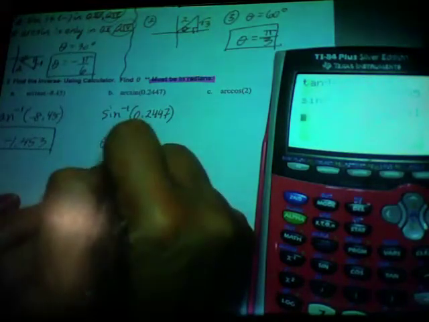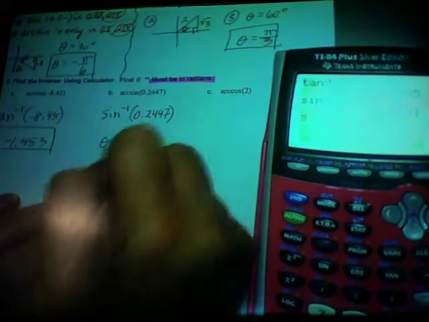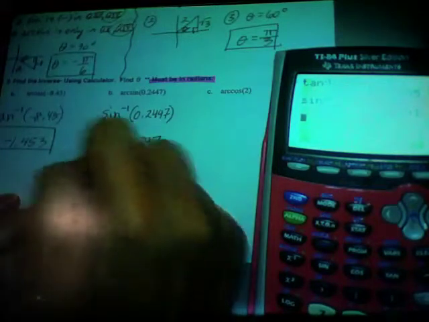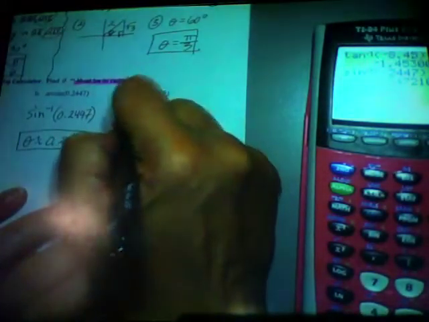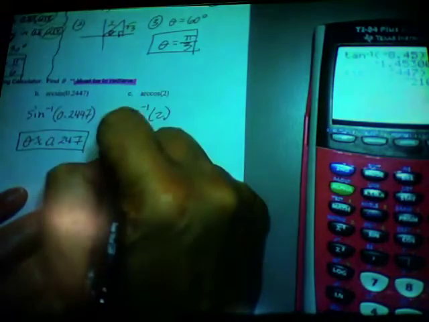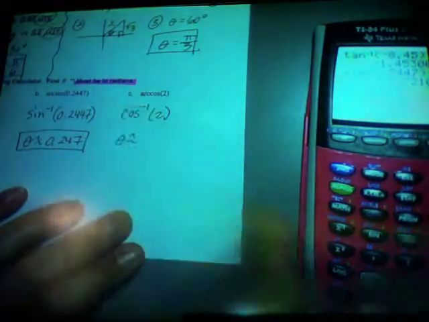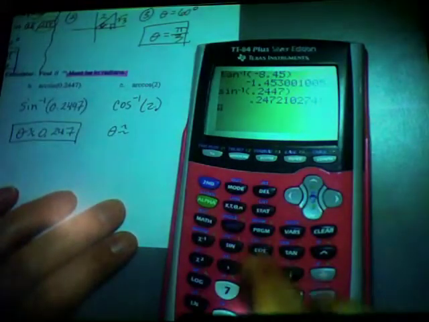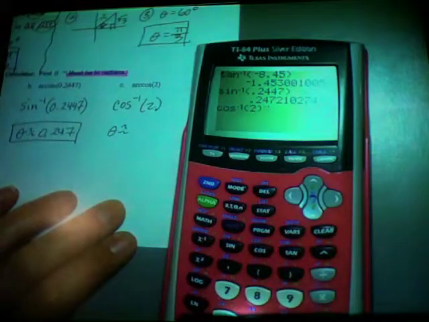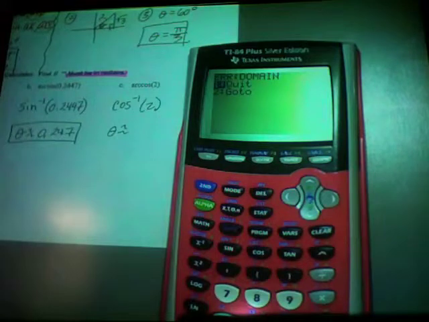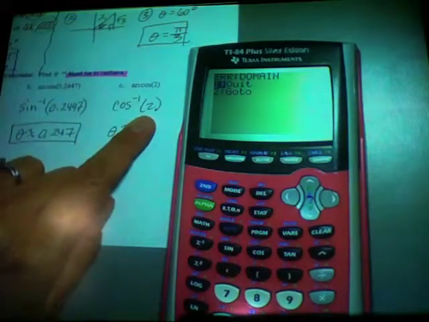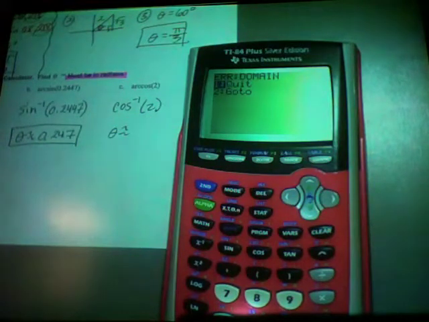Uh-oh, did something happen? Yes. Let's talk about why. Okay, so when you did cosine to the -1 of 2, everything went wonky. Error domain. What number are you putting in for x? 2. What do we put in for cosine?